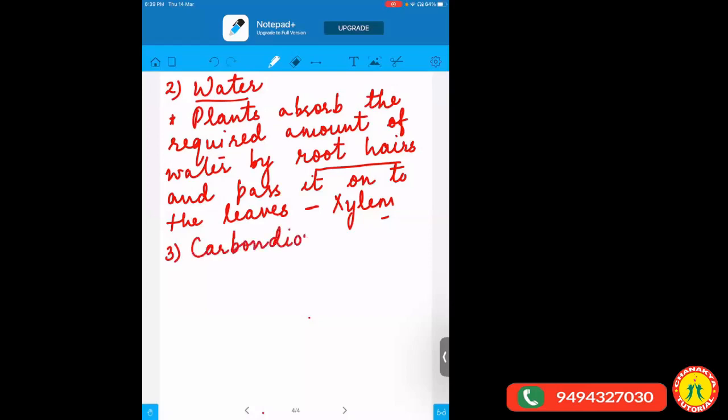Now we'll go for the next one, which is the carbon dioxide. So we know very well that this carbon dioxide will be coming from where? From the animals. So the plants will be getting this carbon dioxide from animals, or we humans also. We humans are also animals. Now, what do they do with this carbon dioxide?